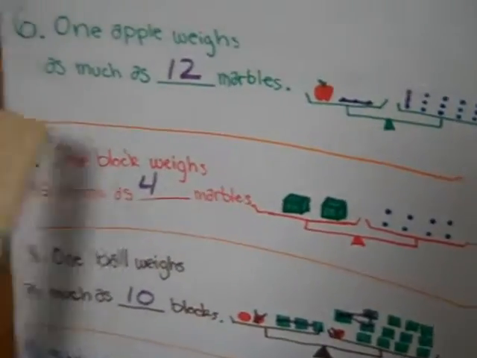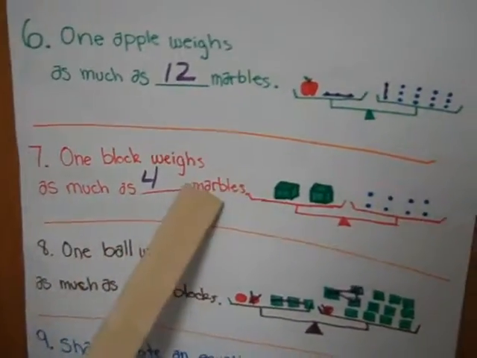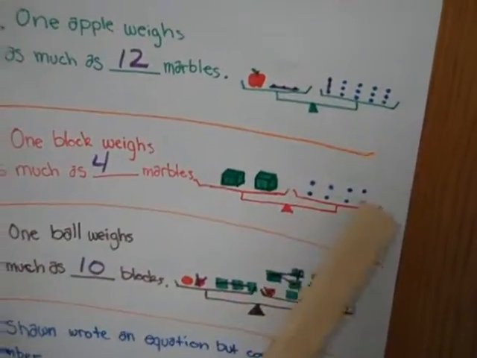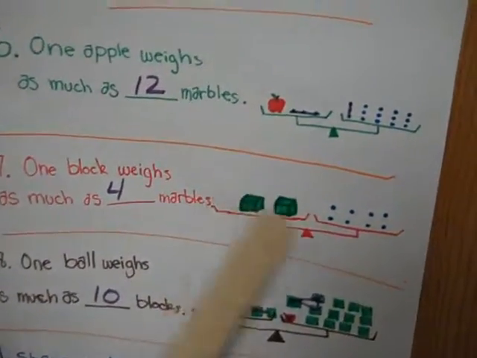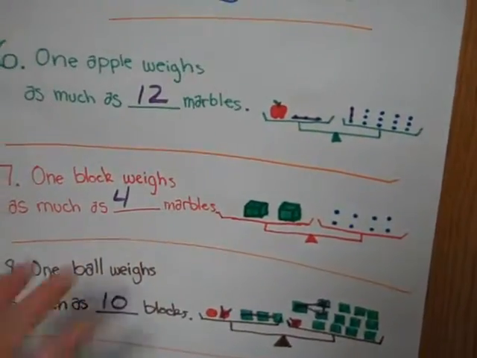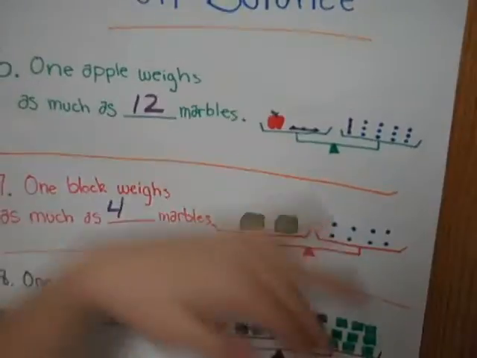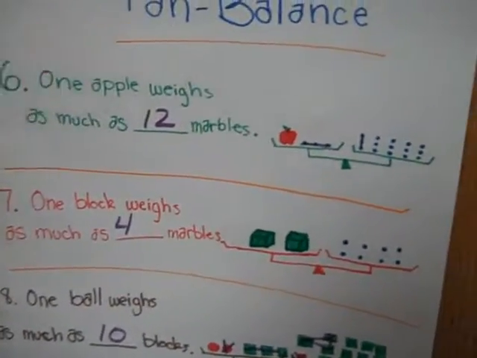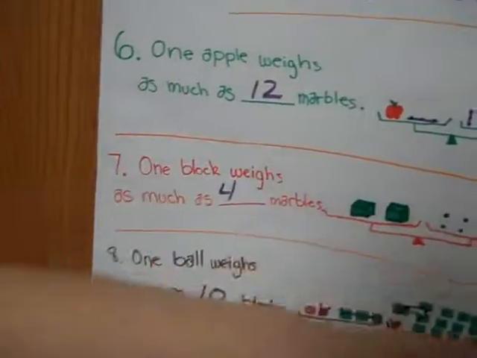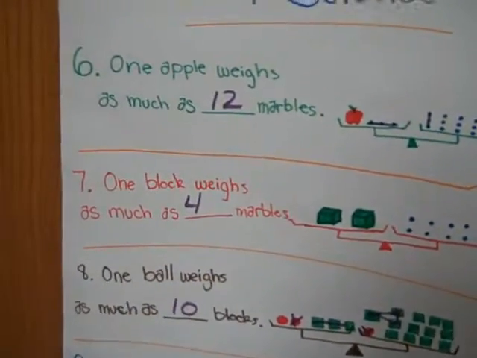Next problem. 1 block weighs as much as 4 marbles. We know that because, same thing. If there's 8 marbles over here and 2 blocks over here, right now the can balance is balanced. So 8 divided by 2 is 4. So then if we take one of those off and take 4 off, there will be 4 marbles.